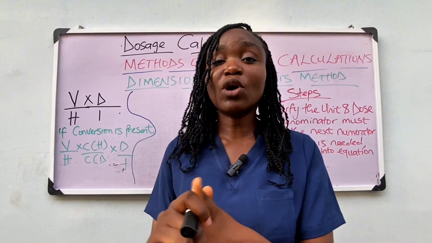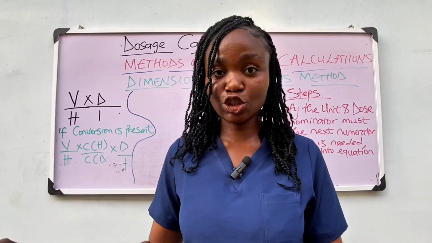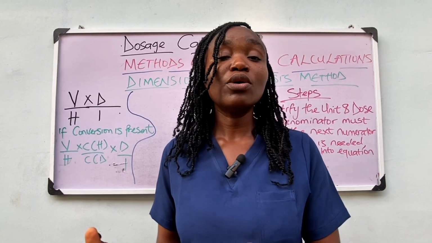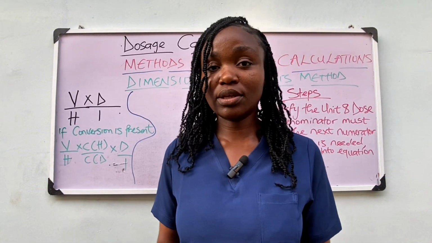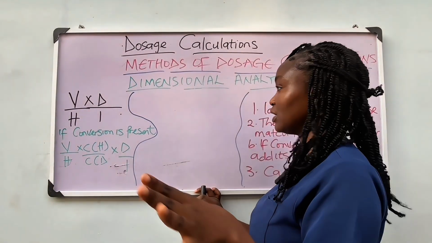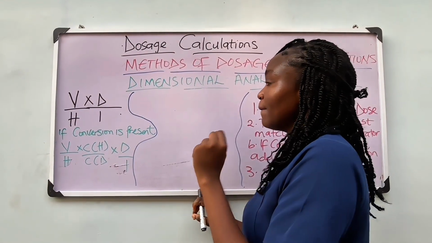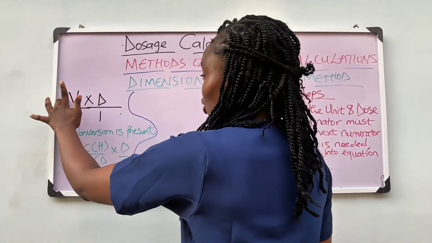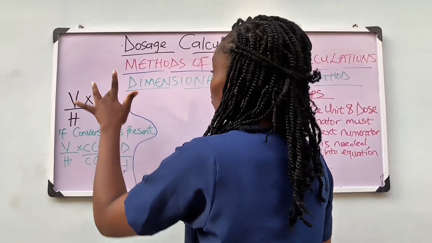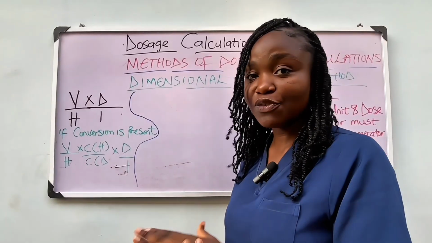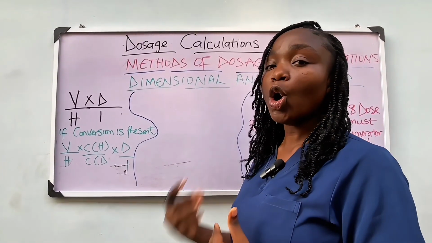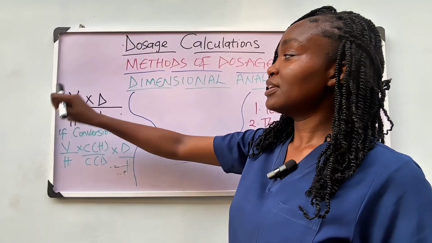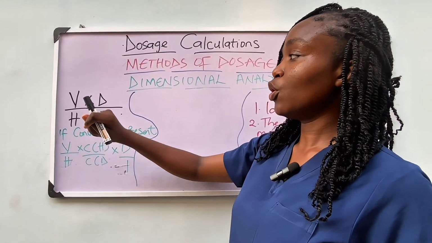So first of all, I'll try out some questions without conversion before we finally look at some questions where we need to convert from one metric unit to another. We'll be looking at a question where we don't have to convert anything, but I want us to first of all pay attention to the formula. Okay, so for the formula, we have vehicle over have times desired over 1. Just know this, for dimensional analysis, we'll mostly always start off with the vehicle. So vehicle all over what we have times the desired dosage all over 1.